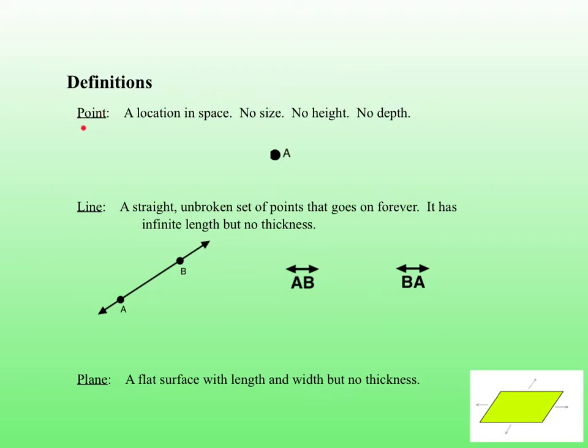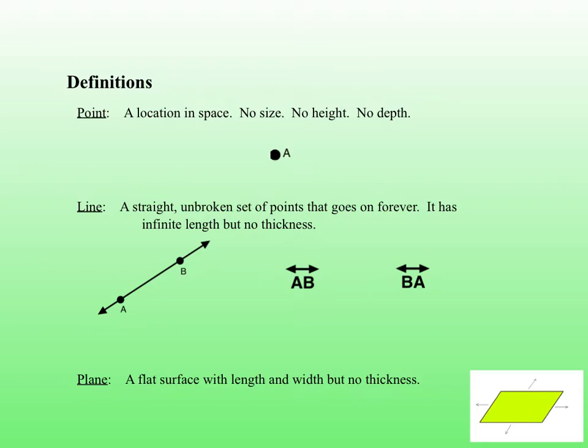One definition that we have to know is a point. Keep in mind, a point is a location in space. It does not have a size, a height, or any type of depth. Your point is going to look something like this, and typically we're going to label it with a letter. Here we would say that this is point A.